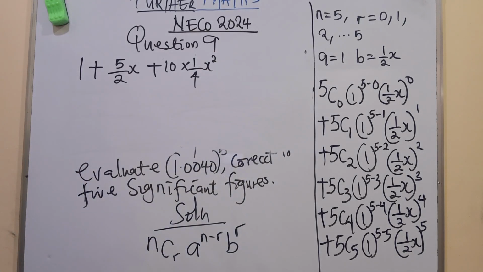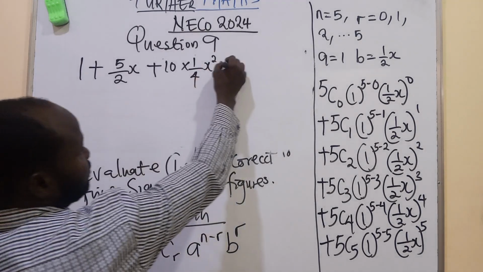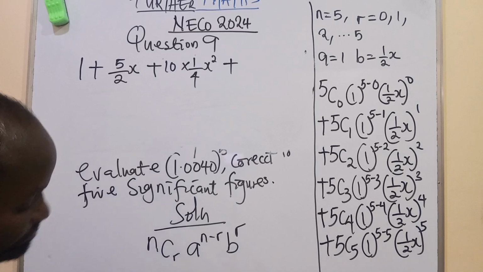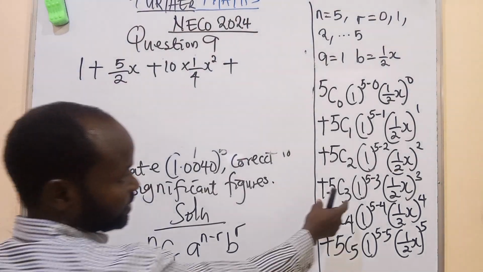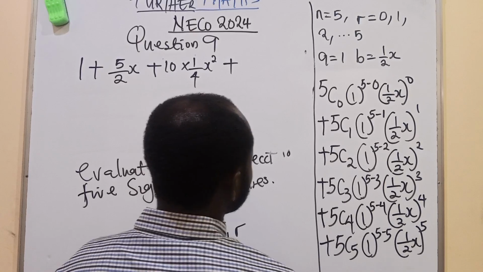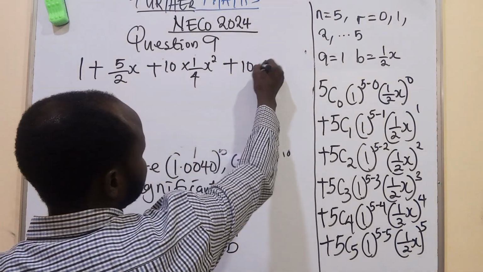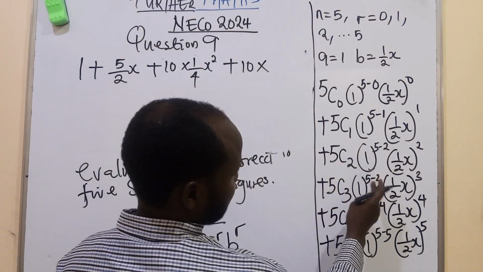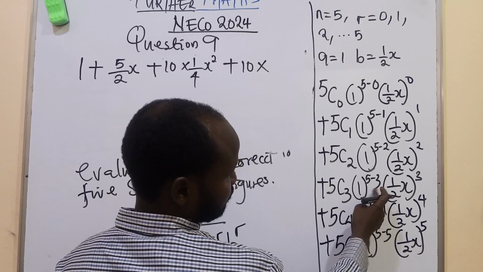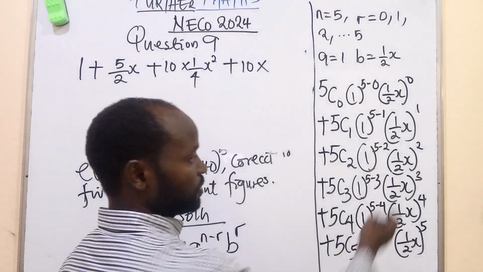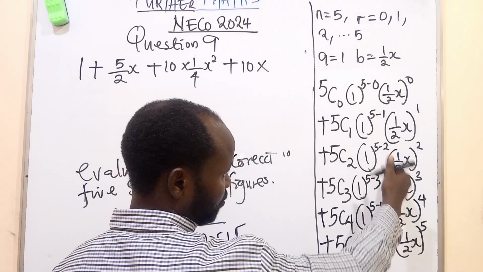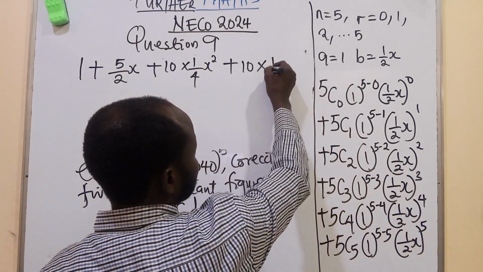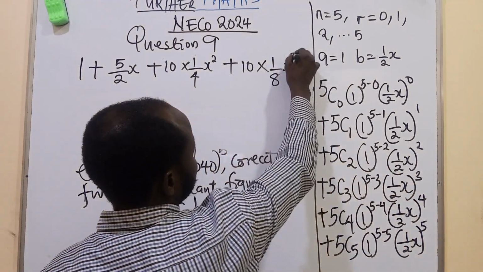This will be our third expansion, plus when r is 3, it will be 5 combination 3, which is still 10. We have 10 here. Then 5 minus 3 is 2, 1 power 2 is still 1. Then 1 cubed is 1, 2 cubed is 8. That will be 1 over 8, 1 over 8x cubed.